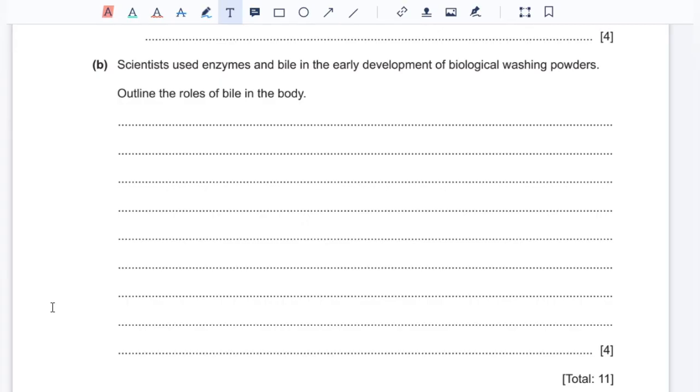is emulsification, and this will increase the surface area of fat, allowing faster digestion of fats into fatty acids and glycerol. So this breakdown of fats into fatty acids and glycerol is catalyzed by lipase enzymes. Bile can also neutralize the stomach acids to increase the pH for enzymes in intestines to function.